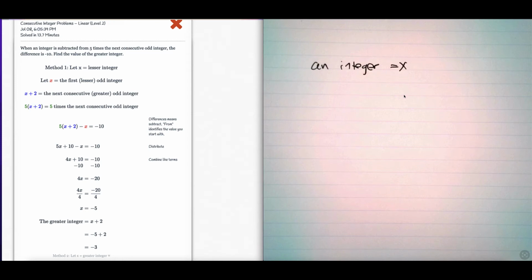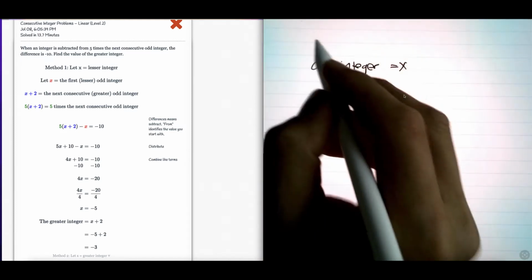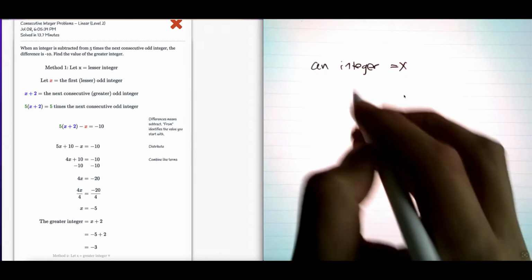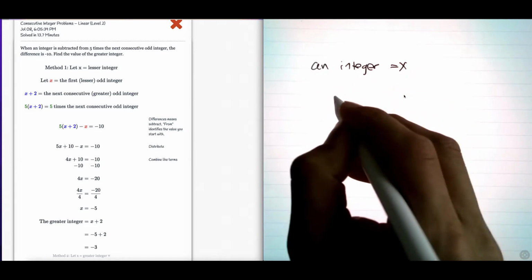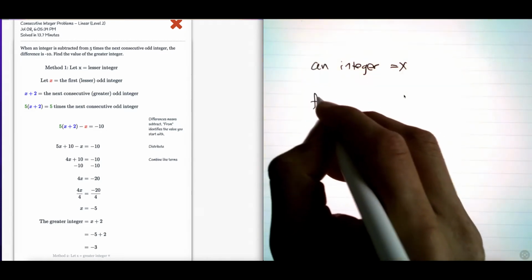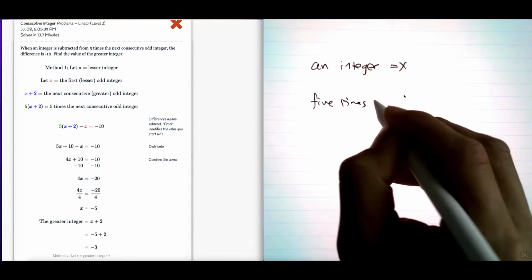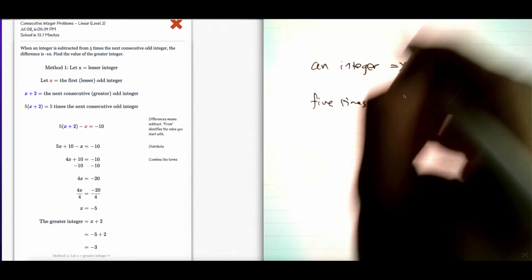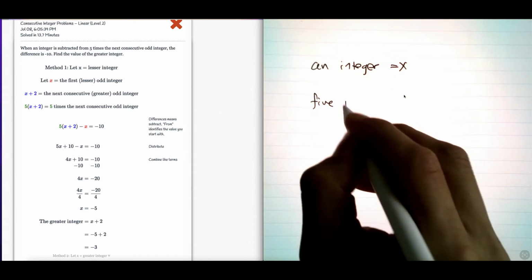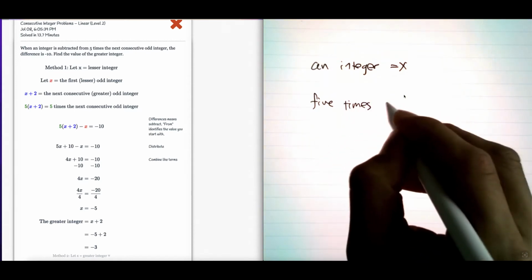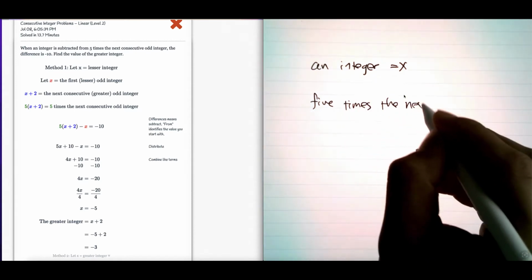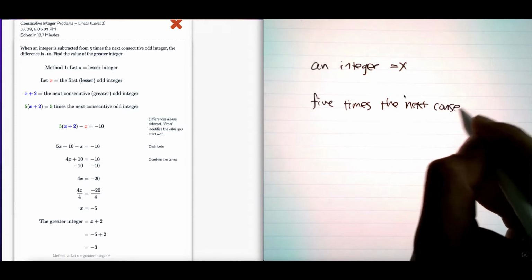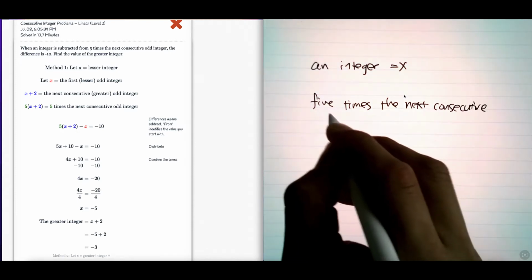Okay, when an integer is subtracted from 5 times the next consecutive odd integer, the difference is negative 10. Find the value of the greater integer. I'm going to say an integer is x, and let's say 5 times the next consecutive odd integer.